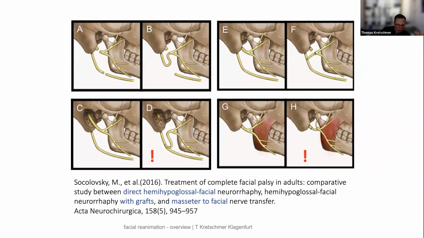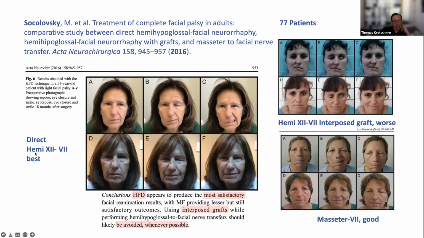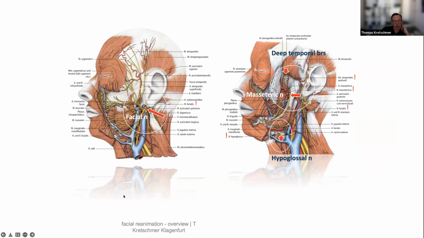I just want to draw your attention to that very nice paper of Mariano Sokolowski from 2016, where he actually compared some of the hemihypoglossal to facial transfers to masseter to facial nerve transfer, and actually the direct hemi 12 to 7 worked best, and the one with an interposed graft was actually the worst.